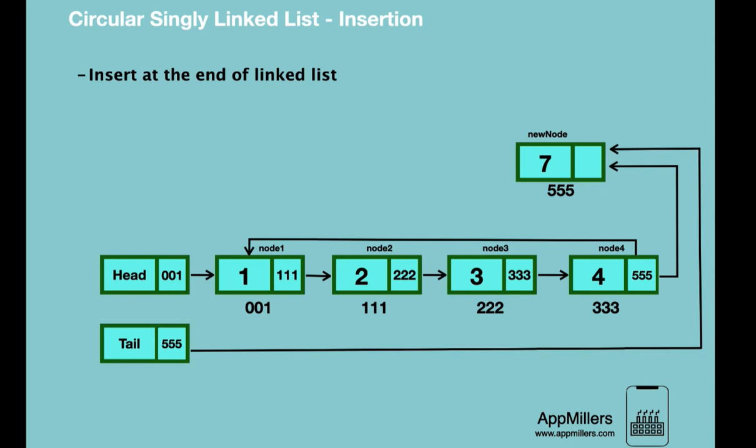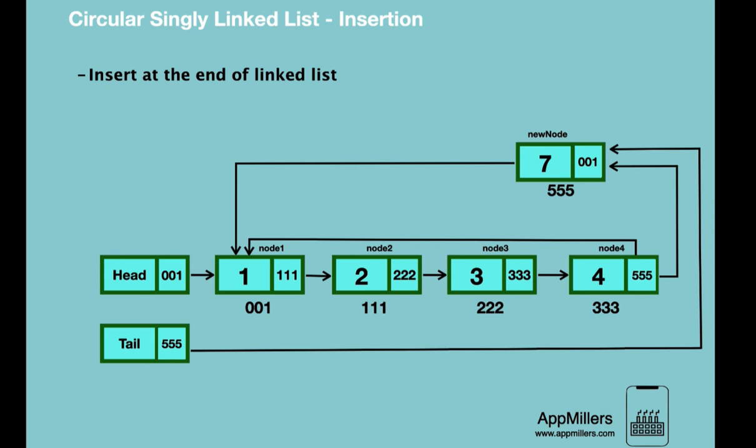But here we need to perform an additional step, because in the case of a circular linked list, the last node must reference the first node. So we have to update the last node reference to the first node, which is 001. So in this case, the new node has to reference the first node over here. We know that the first node's physical location is 001. So if we update the new node's next reference to 001, it will create a link between this new node and node 1 over here. So an important point here is that if we create a new reference to the given node, the previously created reference gets destroyed.